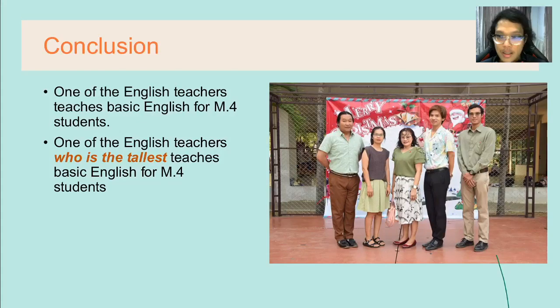And then I clarified a bit by using an adjective clause, using the relative pronoun who to explain more about that teacher. Okay, so I give more detail. Who is the tallest teaches basic English for Mathayom 4 students. So you may obviously see that the one on the right is the tallest, so that you can understand the same thing that I want to say.